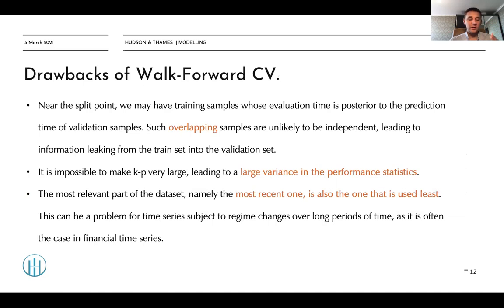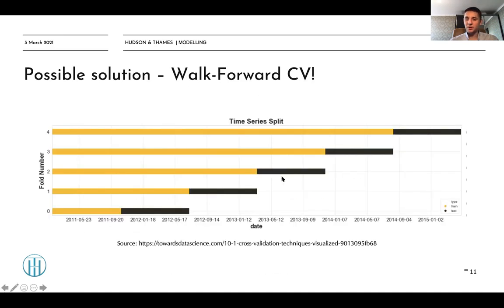And the most relevant part of our data set, namely the most recent one, is also the one which is used least. This can be a problem for time series subject to regime changes over long periods of time, as is often the case in financial time series. If we take a look at the picture one more time, we can see that the most recent part of the data set is used the least number of times. Our algorithm will never be trained on it in walk forward cross validation, because we just use the most recent data as our out-of-sample estimation data set.